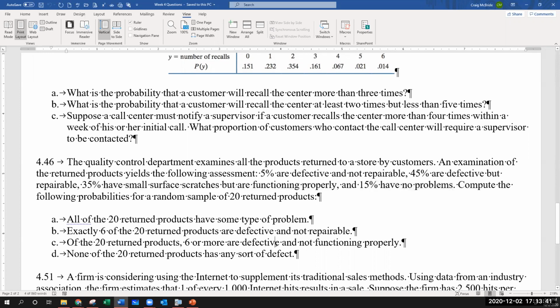So for C, it looks like we're looking at these two groups put together because they both contain items that are defective and not functioning properly. It's just whether or not they're repairable. And so that's 50%. So 50% of their returns are defective and not functioning properly. So that's going to be the success rate, right? That's going to be our P for part C. And then of the 20, they want to know 6 or more. Now here's where it gets tricky with binomials.